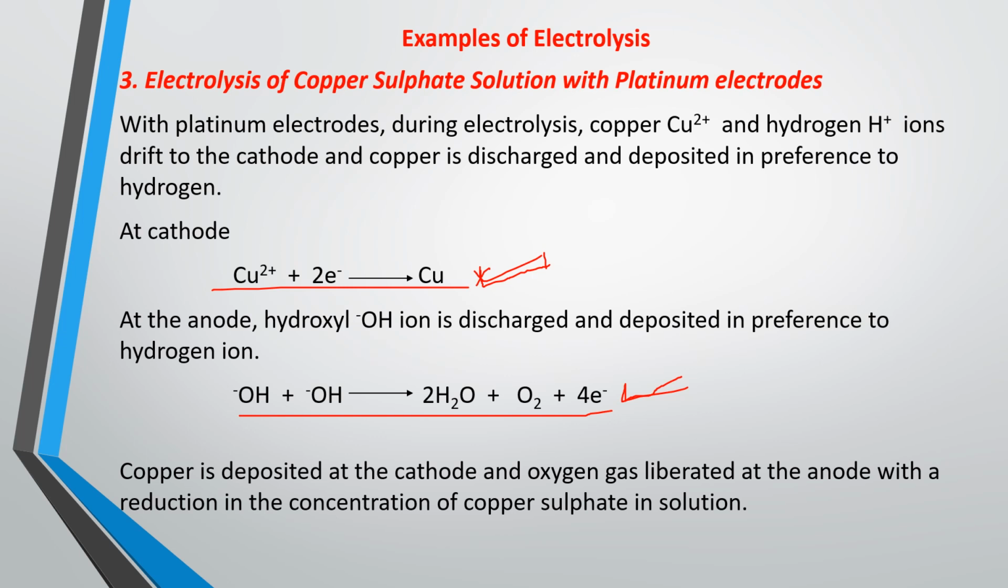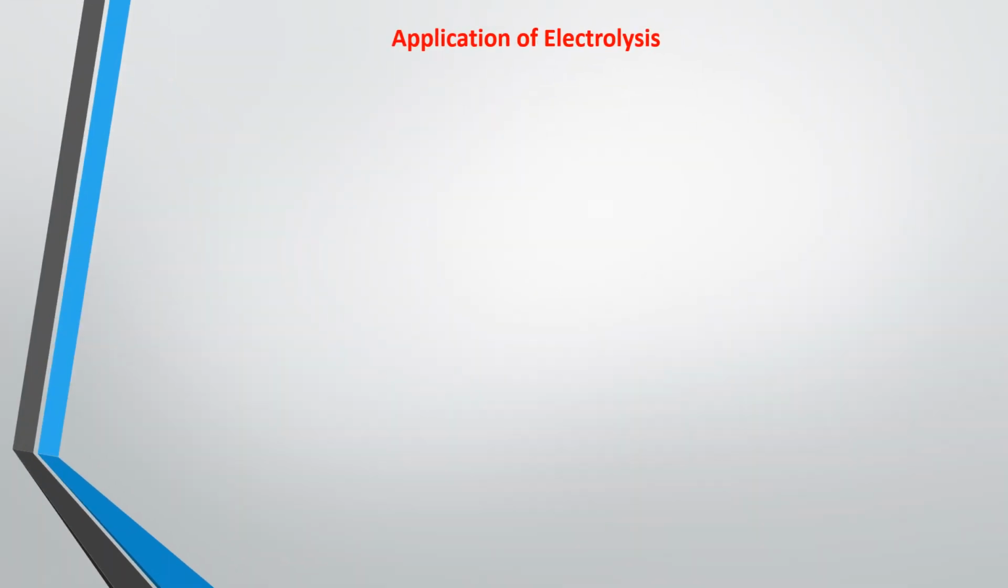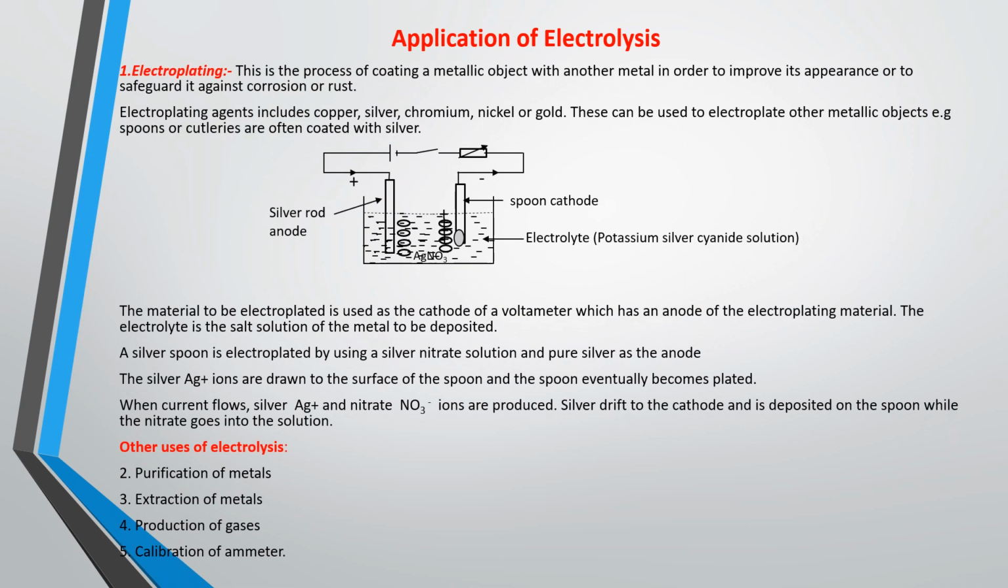So what are some of the everyday applications of electrolysis? One of them is in electroplating. So what is electroplating? Electroplating is the process of coating a metallic object with another metal in order to improve its appearance or to safeguard it against corrosion or rust.